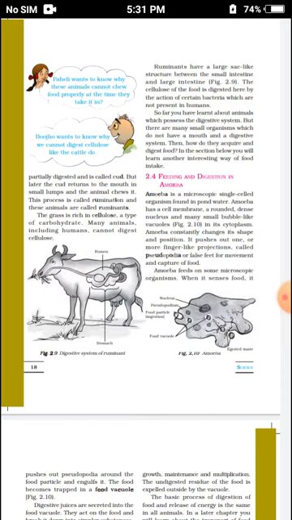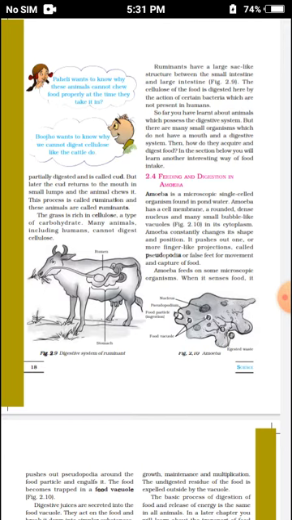What they do is, first of all, they eat the grass and swallow it, and after some time they bring it back into the mouth and chew it. This process is called rumination, and these animals are called ruminants. So their food gets digested in that way.